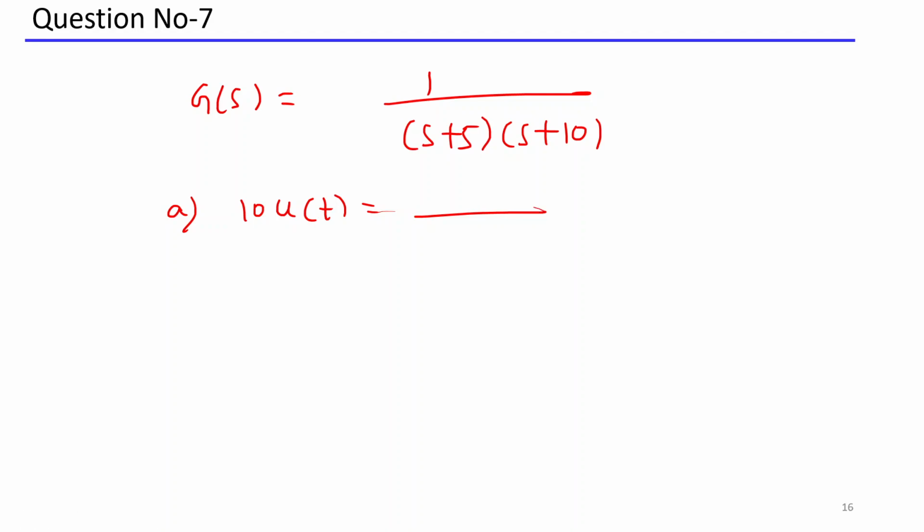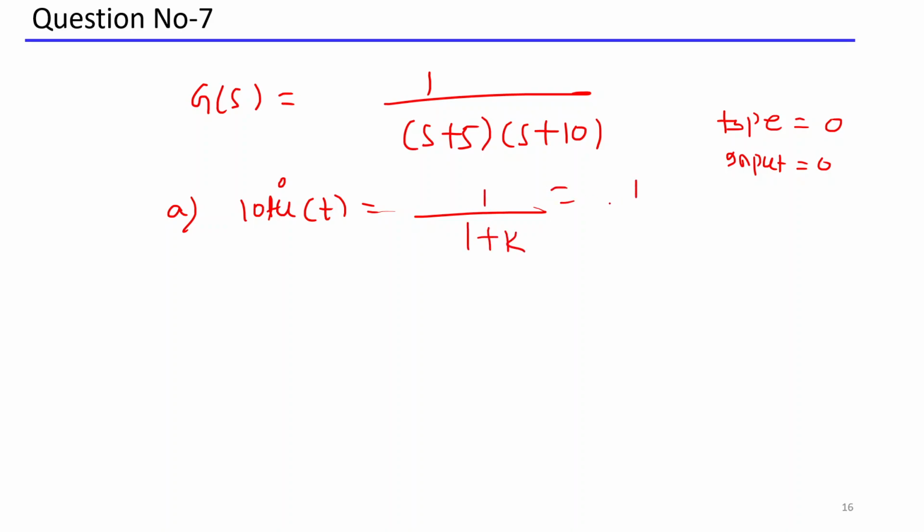You can tell by looking at the question. Tell me the answer. What is the type? Type is 0. The input is also how much? 0, because it is t to the power 0, right? 0 and 0 match. So yes, there is some steady state error. What is the steady state error? 1 divided by 1 plus k.